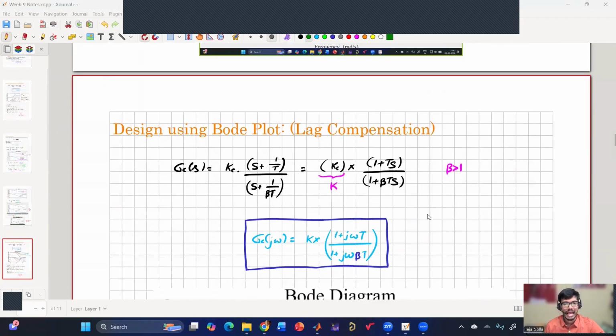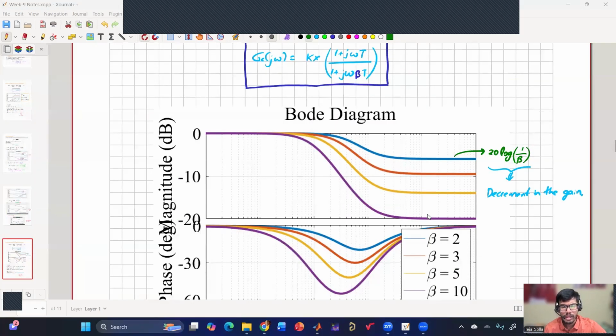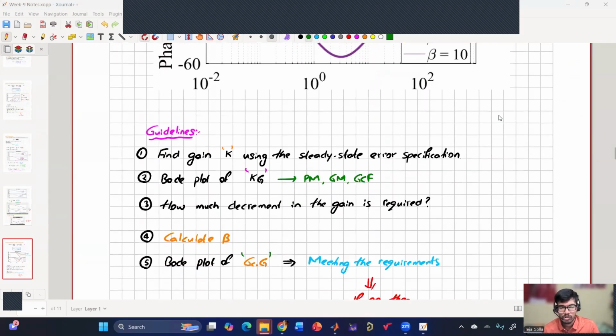So this is the lag compensation design criteria. Here, we are mainly taking advantage of 20 log 1 by beta. Basically, we are trying to decrease the gain so that the frequency at which my phase margin criterion is met is forced to become the gain crossover frequency. So this is the decrement I make in the gain so that that frequency becomes my gain crossover frequency. First we obtain the gain K, then we draw the Bode plot and see where my phase margin criterion is being met.